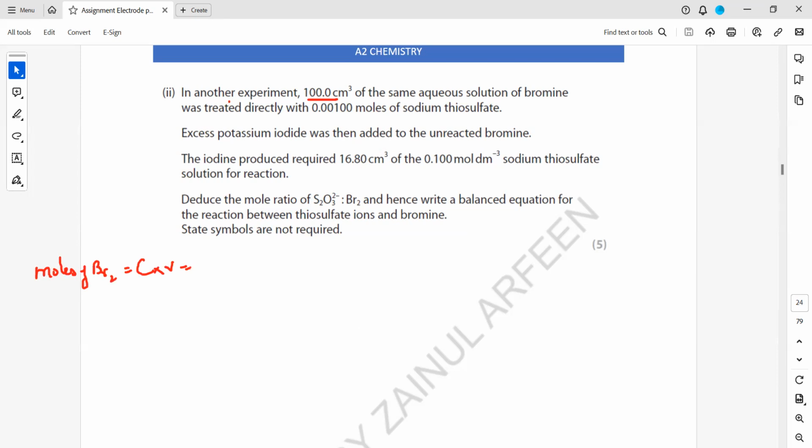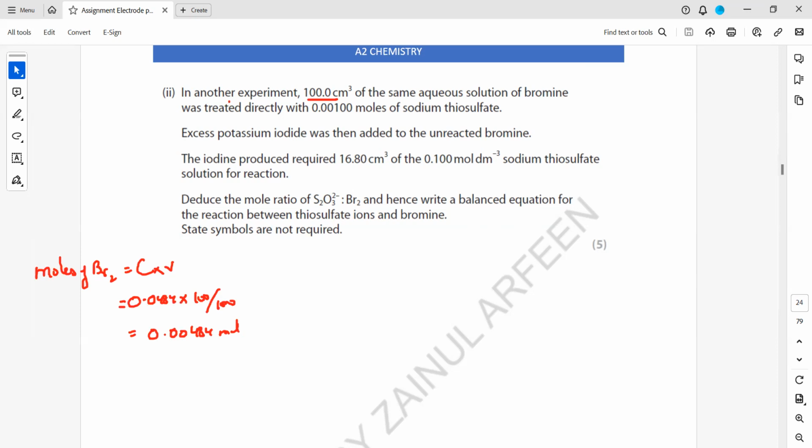The concentration of bromine, which we calculated in the previous part, is 0.0484, and the volume of the bromine is 100 cm³ divided by 1000. This will give us the total moles of bromine, which is 0.00484. These are the moles of bromine.